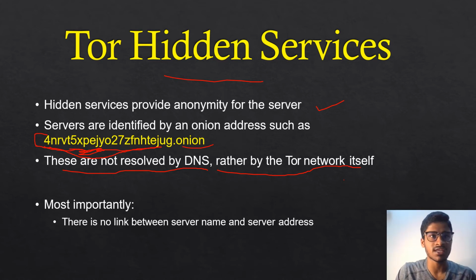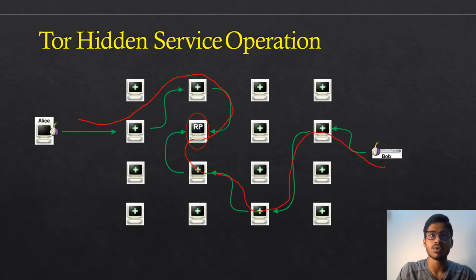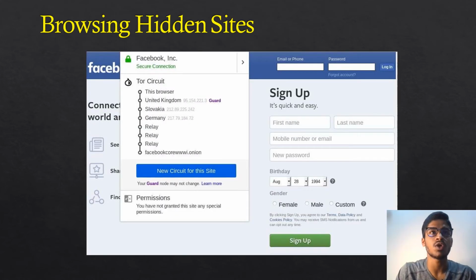Then most importantly, there is no link between server name and server address. So this is the server name, and the server address will be an IP address, and there will be no link to it. Every time that will be changing. That's what they're trying to say here. Okay, Tor hidden service operation. Actually, I already told how it passes through this node, this node, this node, and goes to Bob. Okay, this is how Tor works. Actually, I already told it.